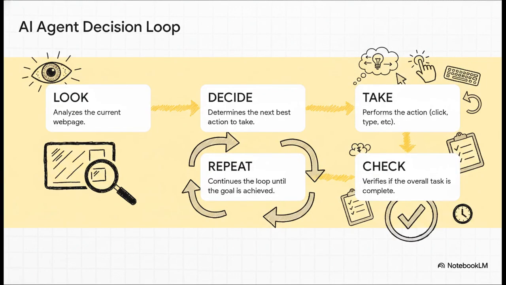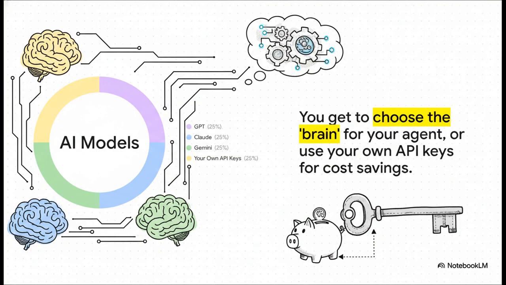So, the AI brain inside the agent works on this really simple but effective loop. First, it looks at the page. It's trying to figure out, okay, what's on here? What can I click? Then, based on what you told it to do, it decides on the very next action. After that, it takes the action. A click, some typing, whatever. Finally, it checks. Am I done yet? If the answer is no, it just loops right back to the beginning and does it all over again until the job is finished.